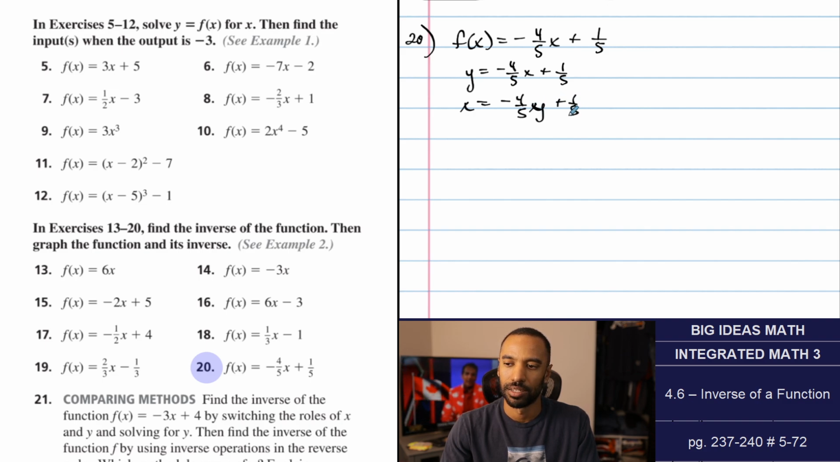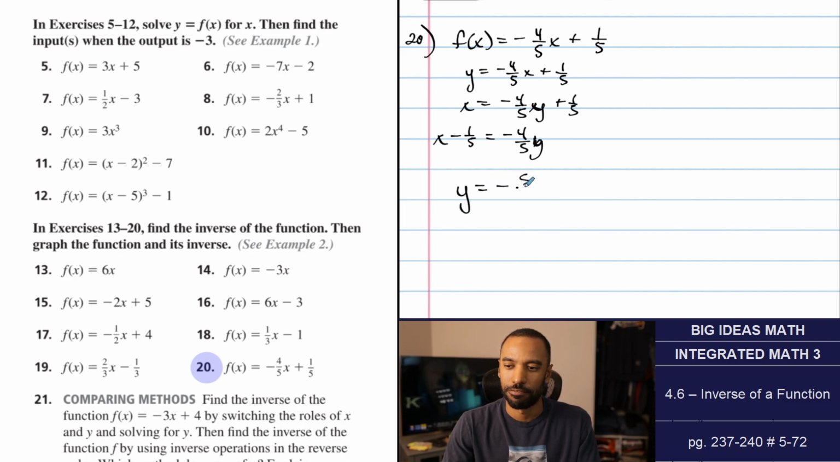Let's solve for y. All right, we are going to divide both sides. I keep wanting to write x. We're going to multiply both sides by -5/4, right? -5/4.